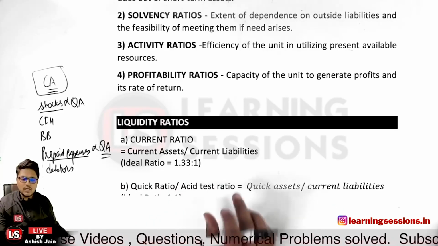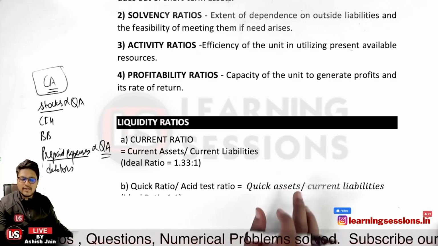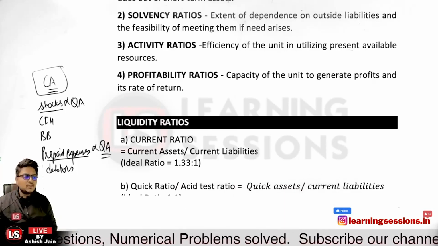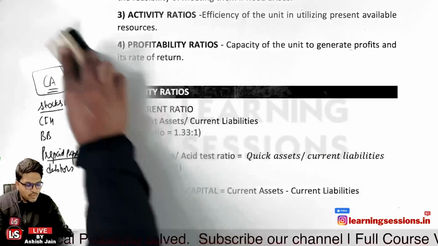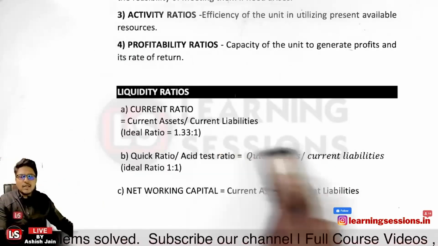So quick ratio is equal to what? It is equal to quick assets divided by the current liabilities. And further, ideally, this ratio must be 1:1. It must be 1:1.